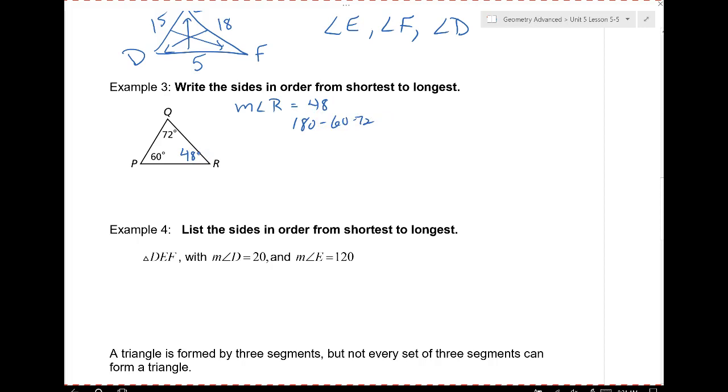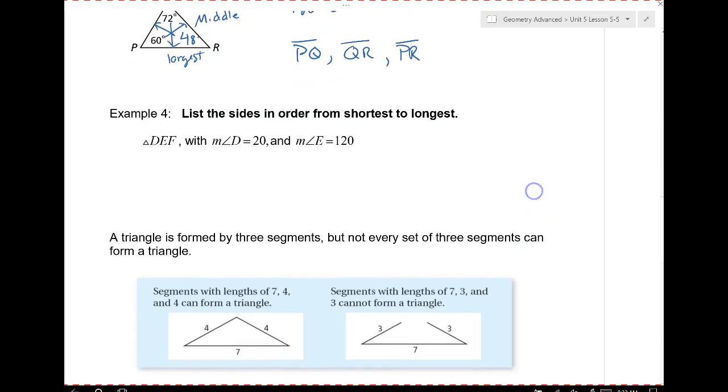The moment I know that, can I go ahead and match them up? If that 48 is my smallest angle, what's my shortest side? Segment what? PQ. Awesome. Guys, what's going to be my middle side? Which one? Yeah, QR. This is my middle length side because it's opposite the 60, so it's going to be QR. And what's our largest? Yeah, so this is the largest, which is my longest side, so segment PR. Easy schmeezy? All right, do the next one. Let's do the next one.